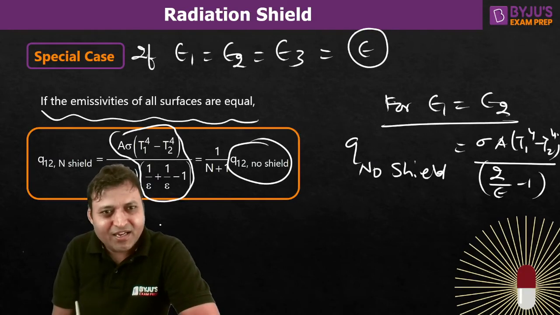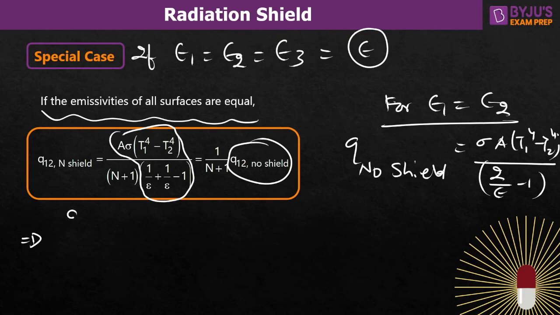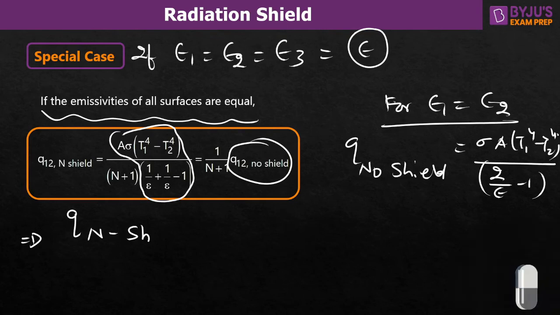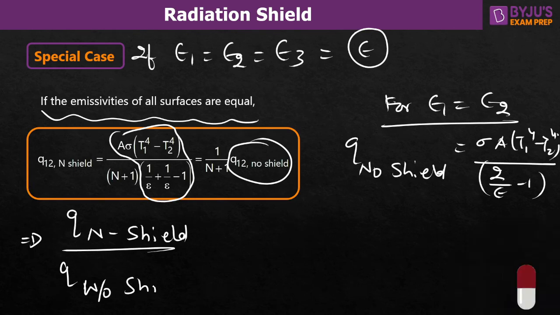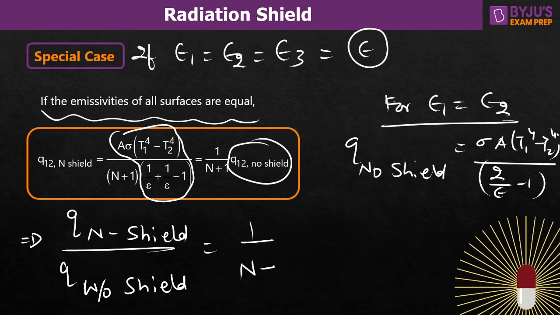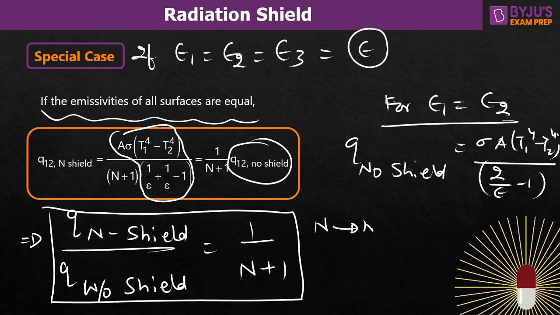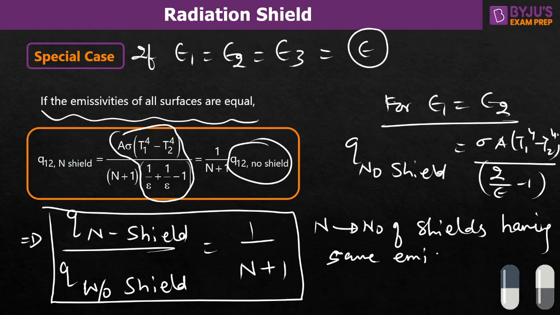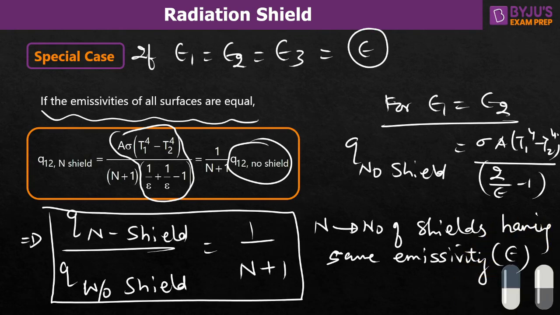Finally, what we can say here is that the ratio of Q with shield to Q without shield is given by 1 upon n plus 1, where n is the number of thermal radiation shields having the same emissivity as that of the plates, that is epsilon. All right.